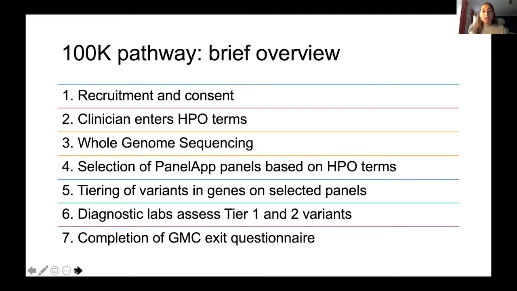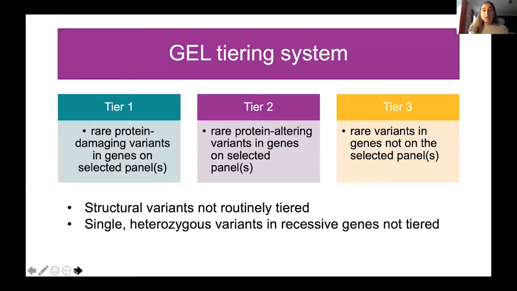And this contained any variants that they thought potentially could be causative of the condition the patient was recruited for. So here was the GEL tiering system. Three tiers of variants were provided. Tier 1 are rare protein damaging variants in genes on the panels applied. So these are the most likely to be pathogenic, so things like stop gains and frame shifts. Tier 2 were rare protein altering variants, so predominantly missenses in genes on selected panels. And Tier 3 contained any other rare variants in genes not on selected panels.